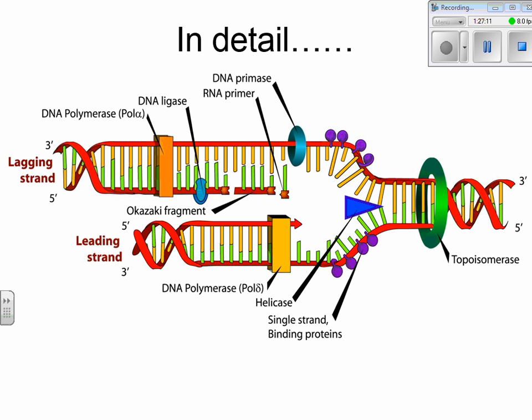So no issues. The other strand, of course, goes from 5 to 3. And DNA polymerase can only go from 3 to 5. So it has to go backwards in chunks that then have to be joined together. So it can only copy from right to left on this diagram. So we're going to get mistakes in this, I'm sure, all the time, but that is what happens.